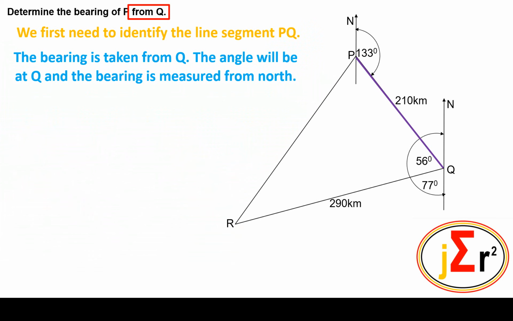And where do we include the north line? Well, we have them there already. We just probably need to highlight them, or highlight the one that we are interested in. That one must be located at Q, since the bearing is taken from Q and that angle is located at Q.